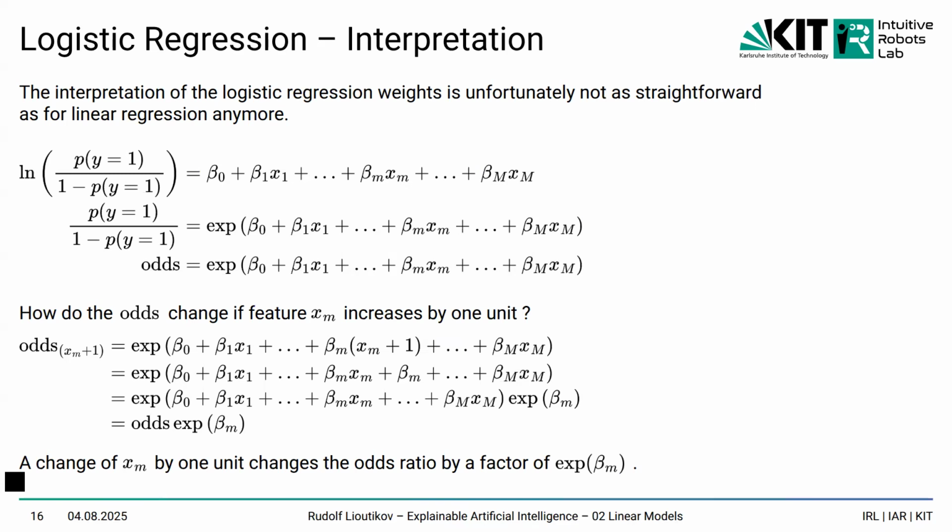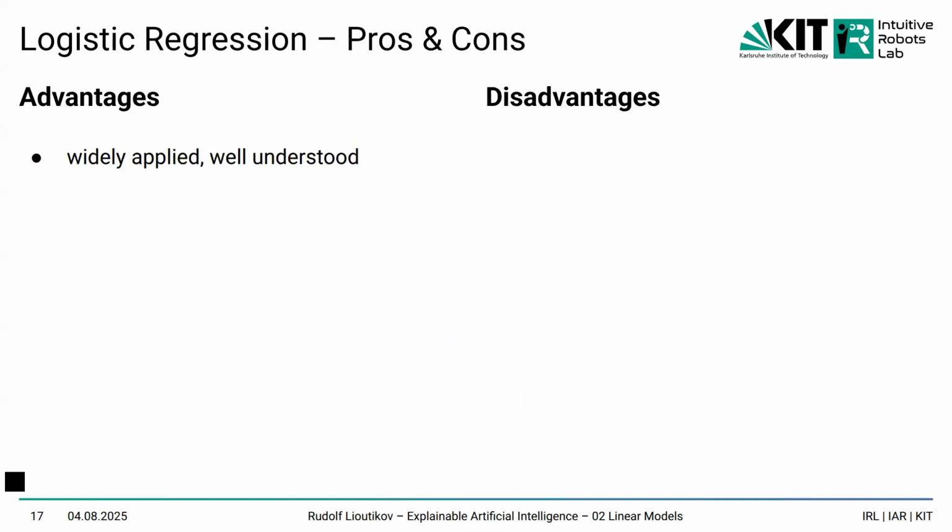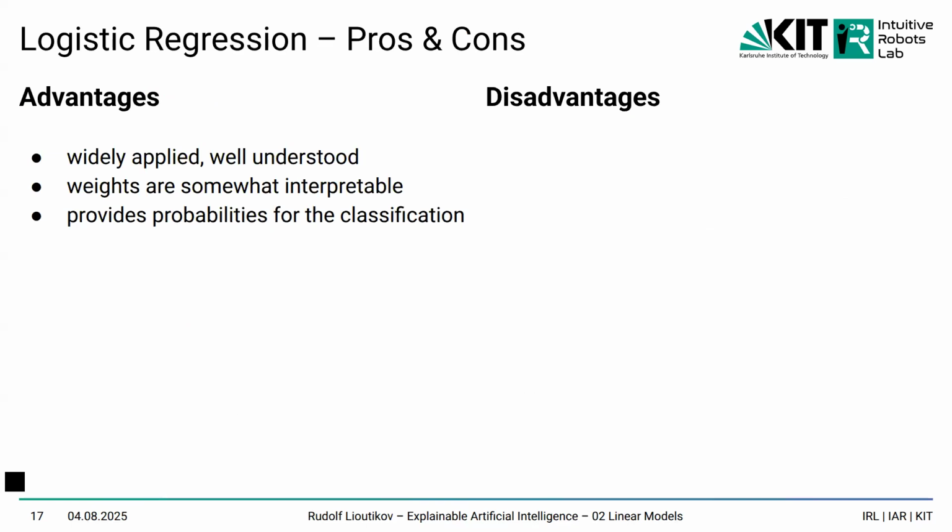Okay, excellent. So the advantages and disadvantages of logistic regression. It's a widely applied and well understood approach. Weights are somewhat interpretable, again by changing the step size a little bit; it's the exponential of the parameters that we multiply by. And we can actually have uncertainty. So we have probabilities of our classification, which is really, really cool.